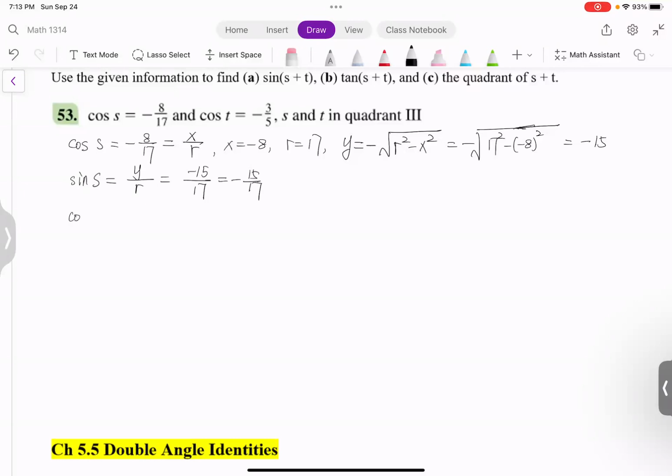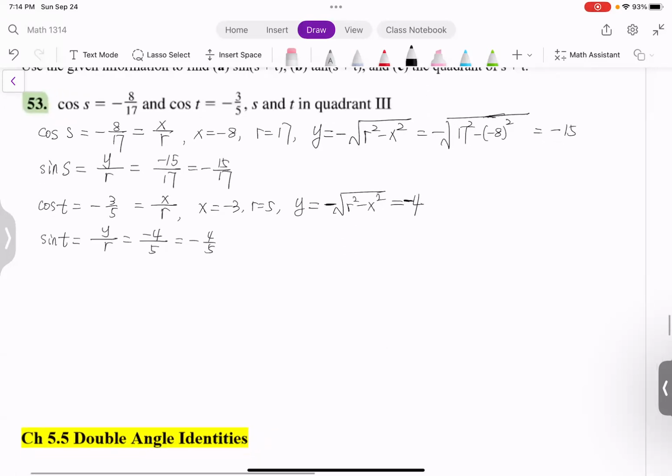The given information is cosine t equals negative 3 over 5. Cosine equals x over r. So x equals negative 3, r equals 5, and y equals, remember, negative, because in the third quadrant, r squared minus x squared, that is 4, because I remember that 3, 4, 5 is the special values. All right, so we found the y. Can you find the sin t? Sin t equals y over r. So y is negative 4. Remember, you have negative sign. Negative 4 over 5.